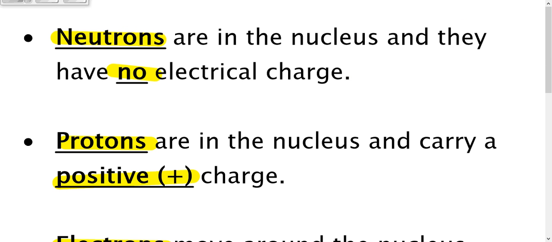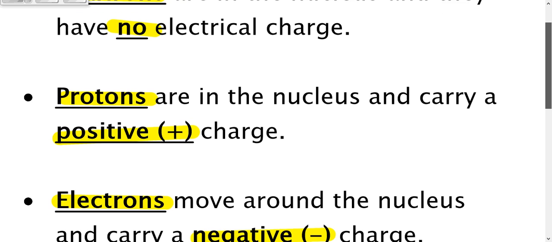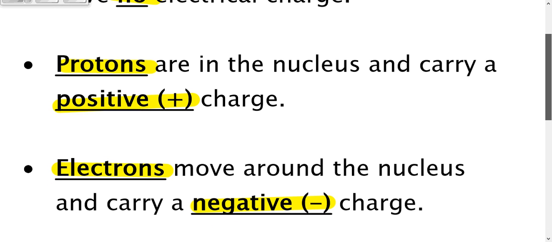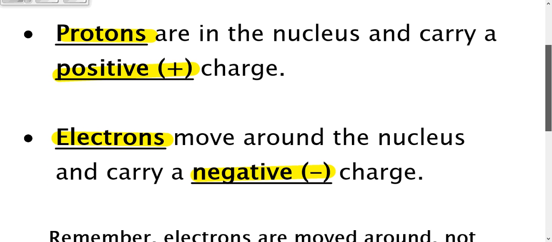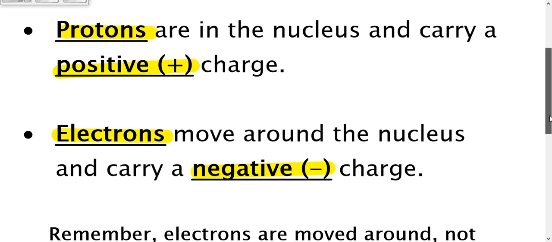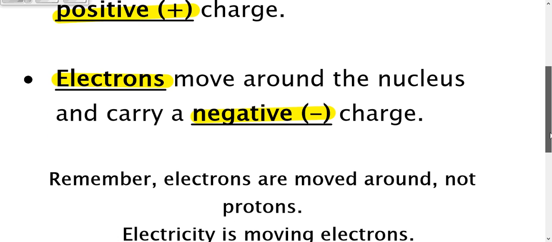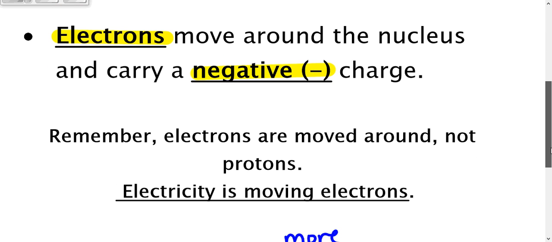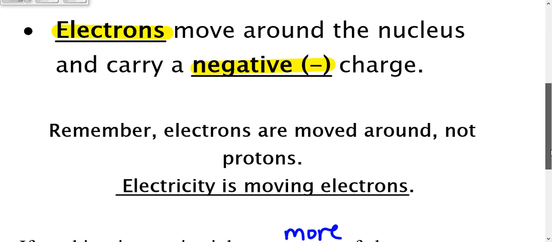So again, just a quick refresher. Neutrons are in the nucleus. They have no electrical charge. Protons are in the nucleus and carry a positive charge. Electrons move around the nucleus and carry a negative charge. And we'll talk tomorrow about how we got those words, positive and negative. Okay, so again, remembering that electrons move around, not the protons. So electricity is those moving electrons.